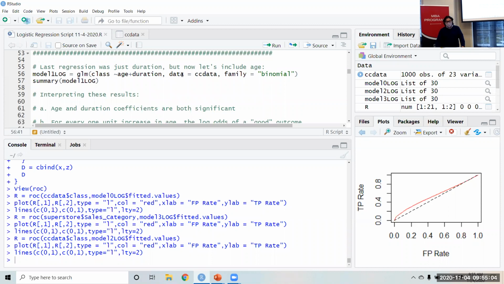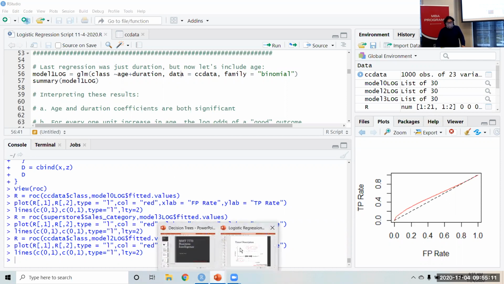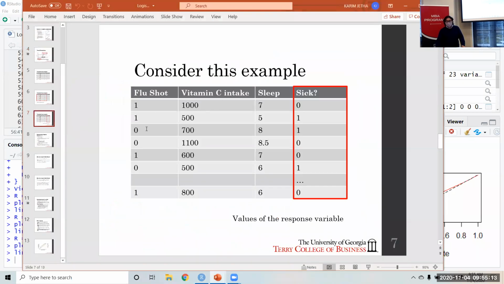Okay, so we can do multiple logistic regressions in the same way that we could do simple ones, right? So the example that we had of illness, we have multiple predictor variables: flu shot, vitamin C intake, sleep, etc. In this case, flu shot is a categorical one, yes or no. You get a flu shot, and then how much vitamin C do you take, and then how much sleep do you get? So in this case, there's 3 predictor variables and then a dependent variable.